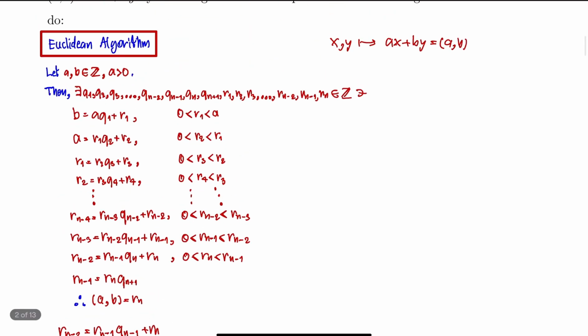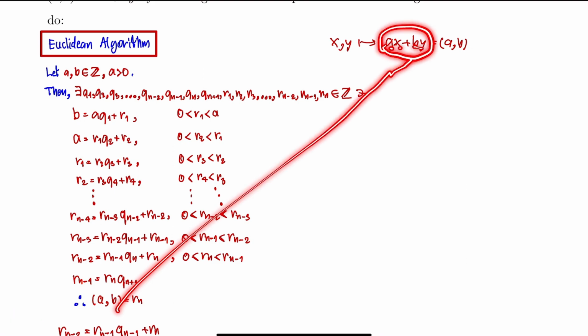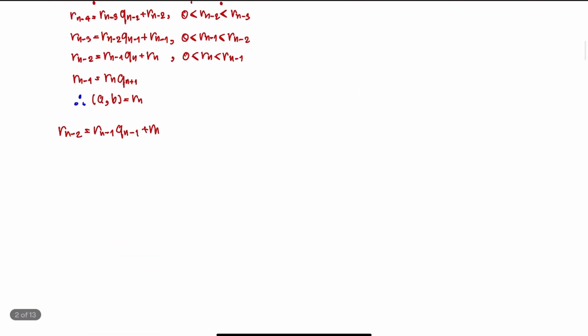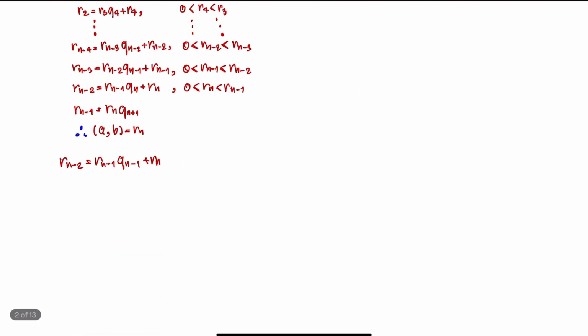We try to write it into this form ax plus by, where x and y are integers. So we write this equation: rn equals rn minus 2 minus rn minus 1 times qn. So that's what we have right here. And then what next? The next thing we are going to do is try to rewrite rn from these equations.